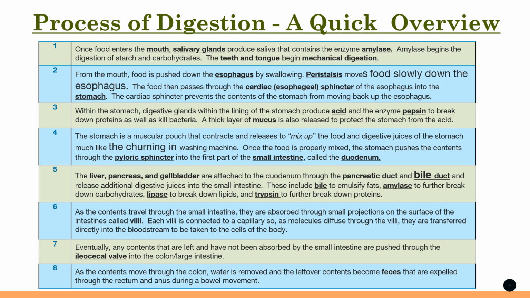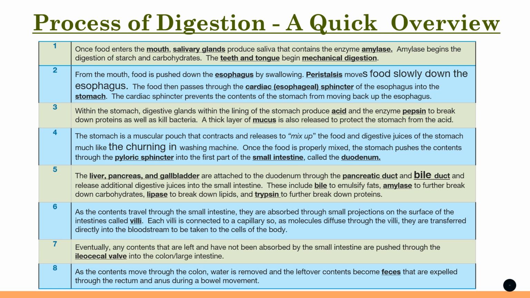At that point, a thick layer of mucus is also going to be released to protect the stomach from the acid. We know the stomach is a muscular pouch. It's going to contract and release to kind of mix up the food like a washing machine at this point. And then once the food is properly mixed, the stomach is going to push the contents through the pyloric sphincter into the first part of the small intestine, which we call the duodenum.